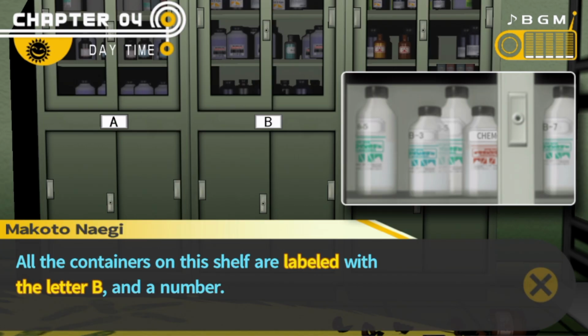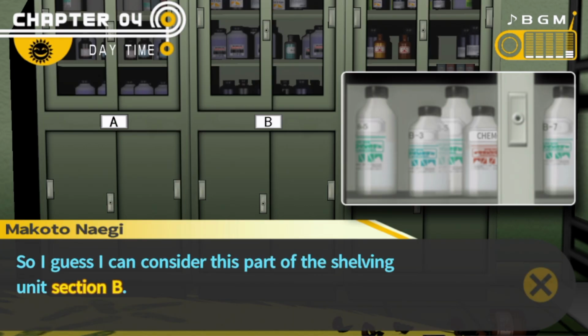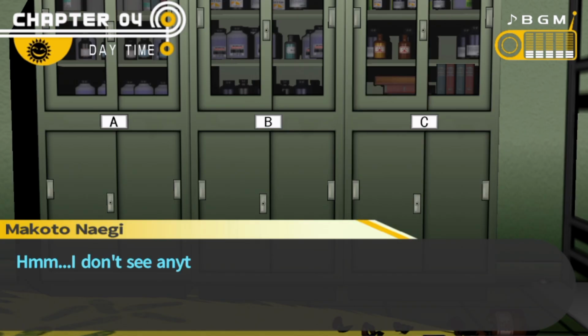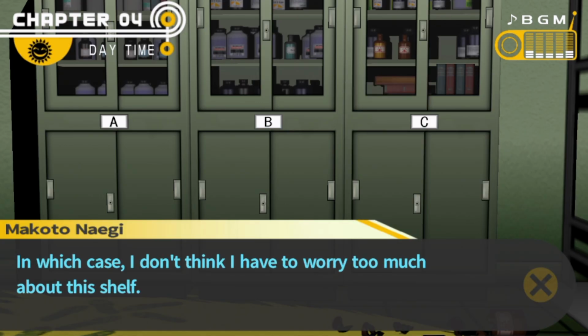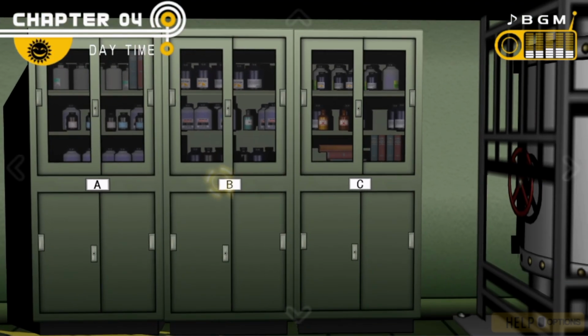All the containers on this shelf are labeled with the letter B and a number. So I guess I consider this part of the shelving unit section B. I don't see anything out of the ordinary here. In which case, I don't think I have to worry too much about this shelf.